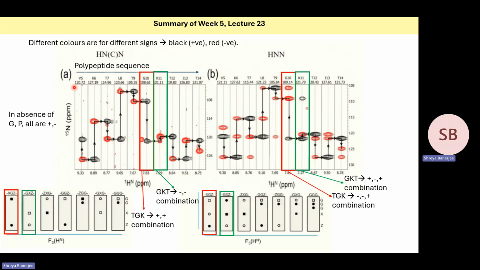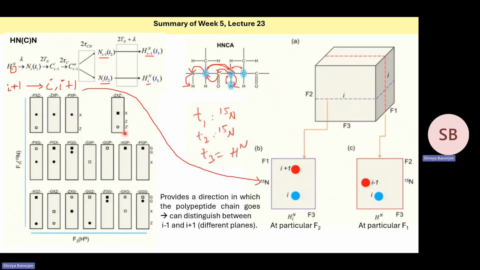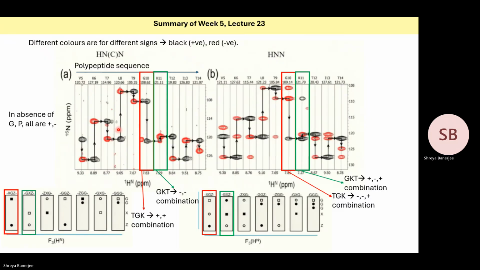We know that in an HNCN experiment in general, you will have two peaks, one positive and one negative. The self peak is positive, the cross peak is negative. You can see in valine, just follow the arrow, you have two peaks. The black peak, or the self peak, is positive, and the cross peak is negative.